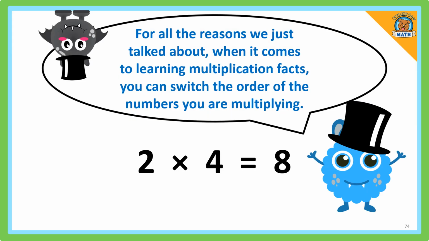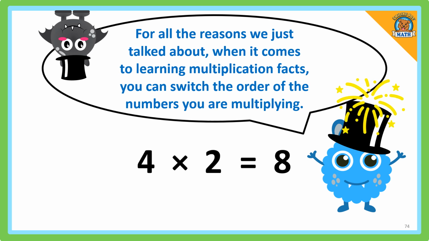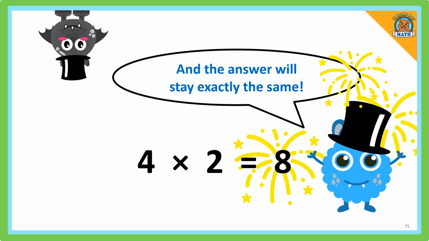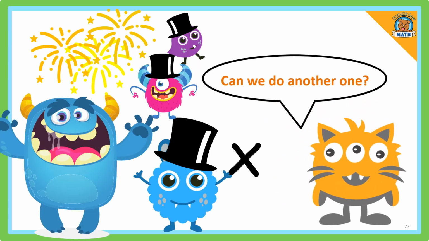For all the reasons we just talked about, when it comes to learning multiplication facts, you can switch the order of the numbers you are multiplying, and the answer will stay exactly the same. So, if you know 2 times 4 equals 8, you also know 4 times 2 equals 8. So 2 groups of 4 makes a group of 8, and 4 groups of 2 also makes a group of 8. Can we do another one?